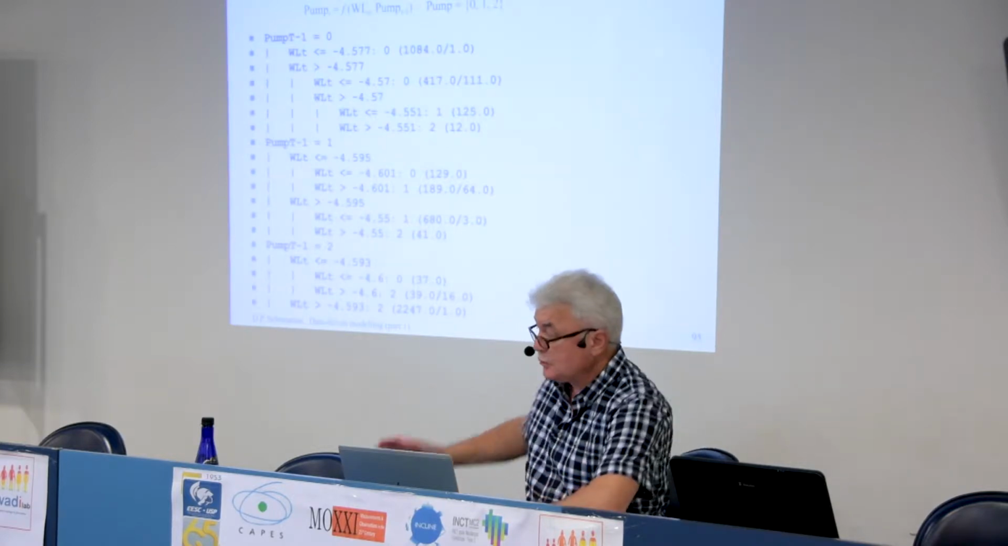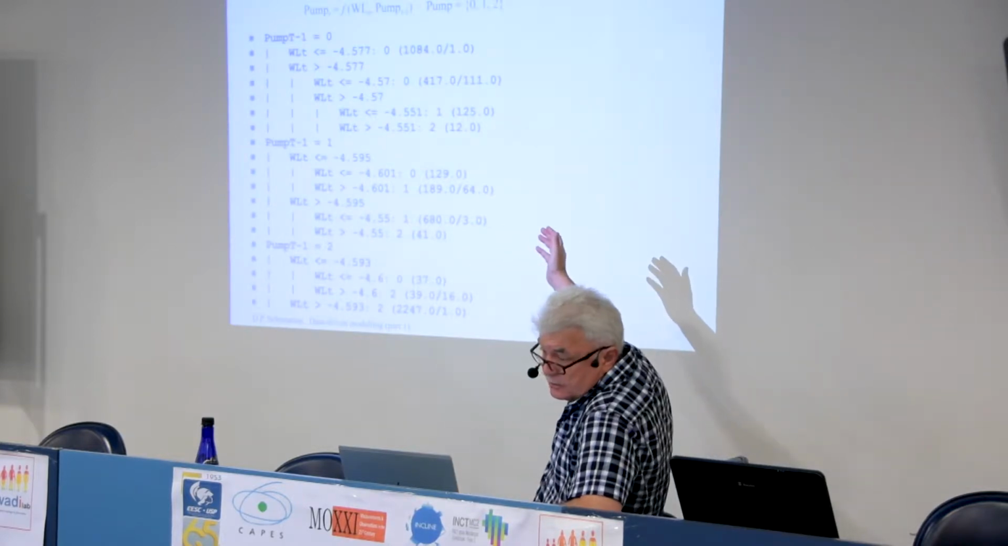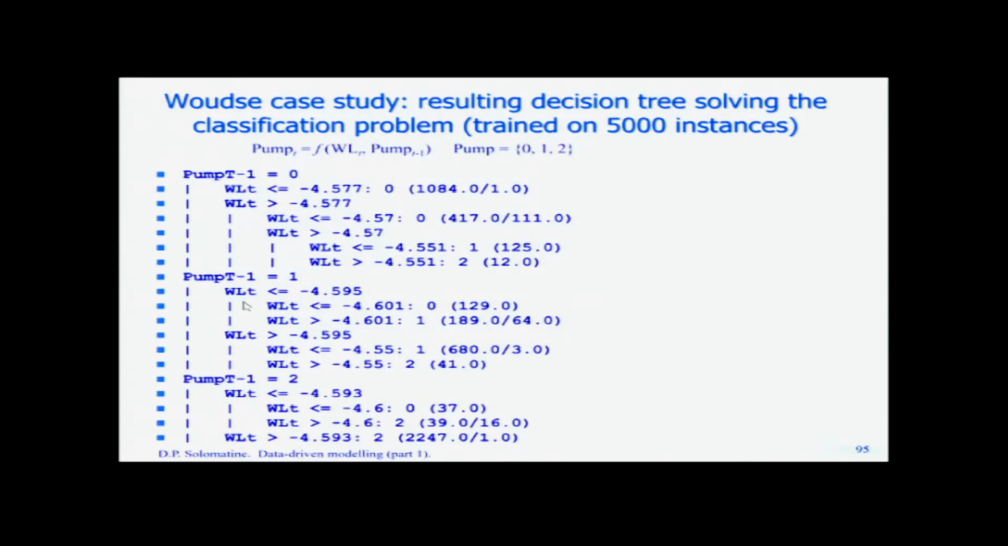So this is output from Weka software actually, and this is the decision tree. So the model is written up here. F is this classifier. Input is water level now and pump at the previous time step. And pump T is pump now. It's class 0, 1, or 2. And this water level is a real value.